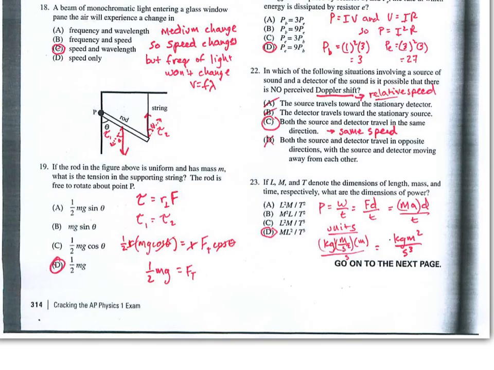So we set torque 1 equal to torque 2 from the string, and when those two equal each other, we get 1/2 mg equals the tension in the rope when we plug it into the equation.